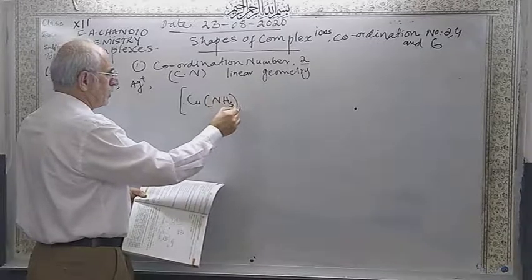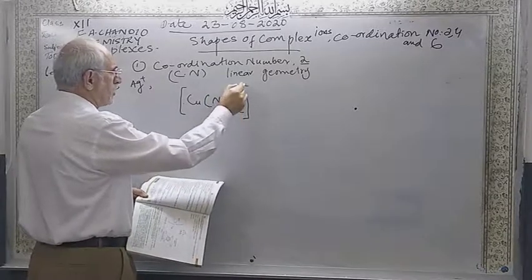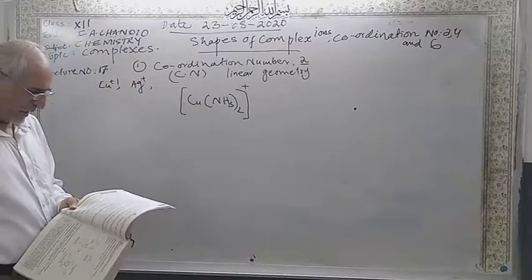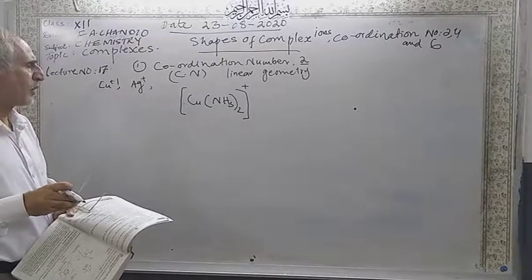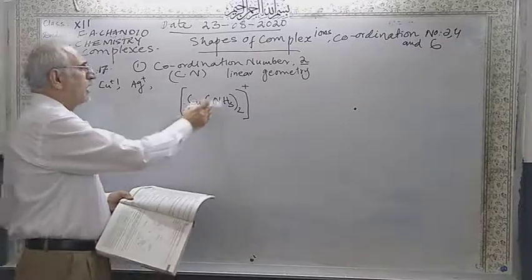Just like you have a copper ion and silver ion, and there are many others also. Just like this is the square bracket, already I told you, copper, ammonia, like this one. This is cuprous, positive one. Diamine copper 1. So this shows a linear geometry.